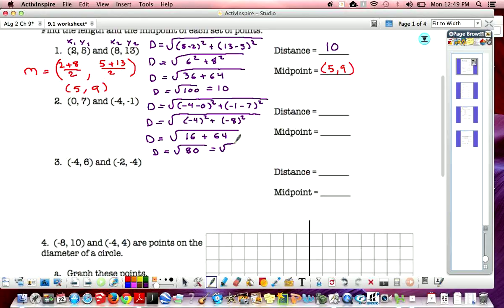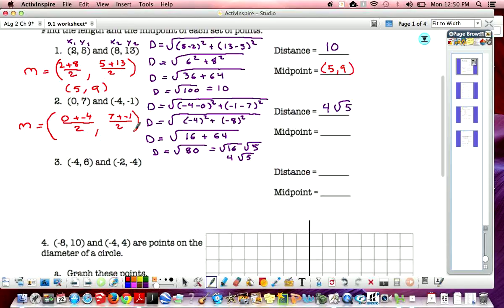Now I can actually simplify 80, which is 16 times 5. Square root of 16 is 4. So my distance actually is 4 square roots of 5. For my midpoint formula, again, I'm just adding my x's together. So in this case, 0 plus negative 4 divided by 2, and add my y's together. 7 plus negative 1 divided by 2.